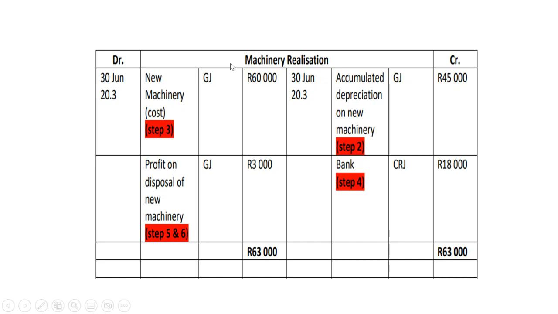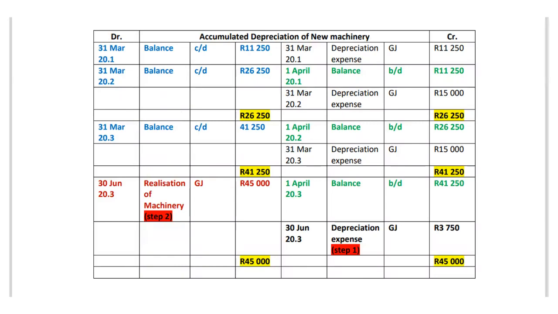That's why you say here, machinery on realization is debited, and what was credited is your profit on disposal. That's what we explained in step number 6. That's why you come here and put this 3,000. So you are done with your machinery realization account. We said this account is a temporary account. It does not need to have balances carried down and brought down, and we don't have it here. So it's very important to know how those steps flow, because if you miss any, you will be in trouble.